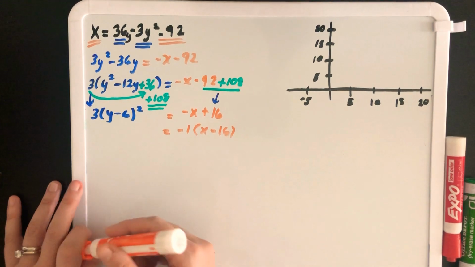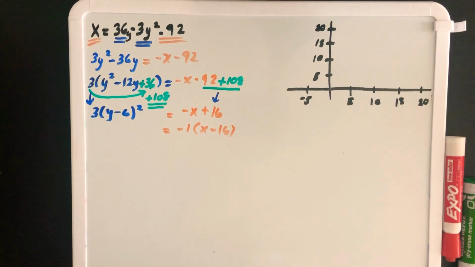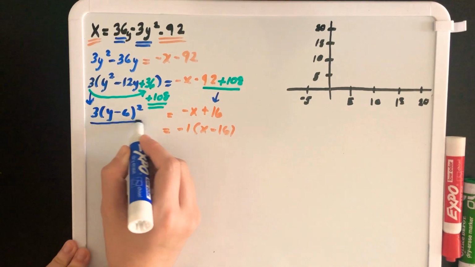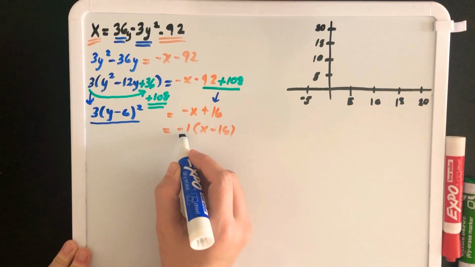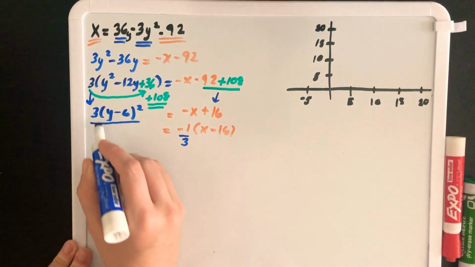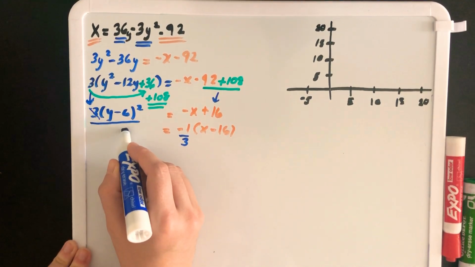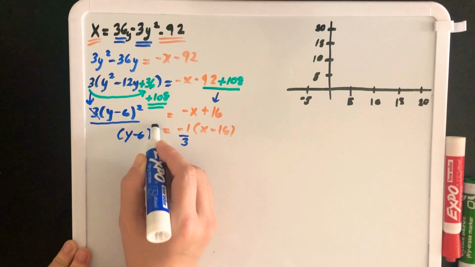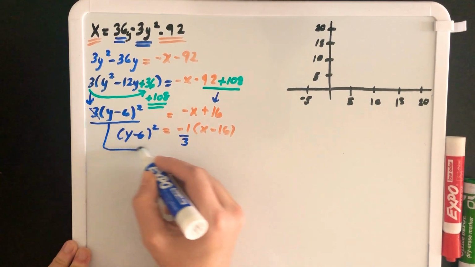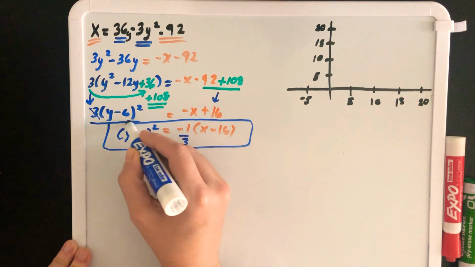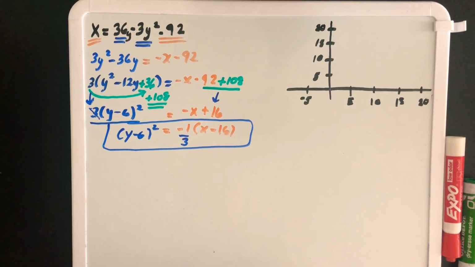The reason I would do that is because you can probably see what I'm planning to do in the next step. I would like to get y minus 6 squared by itself, so I would need to divide by 3. If I do that, I would also divide by 3 on the right. So I would now just have y minus 6 squared on the left side equaling negative 1/3 parentheses x minus 16. This is our equation, and you could definitely check in a graphing calculator or desmos.com how to graph that, but we're going to then try to prove it ourselves as well as we go along.